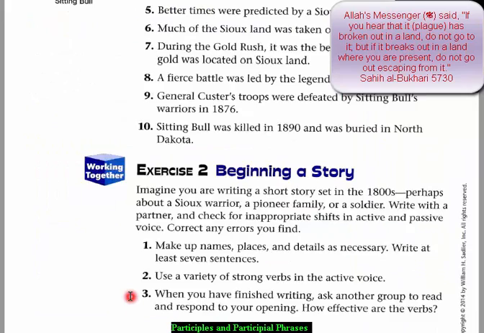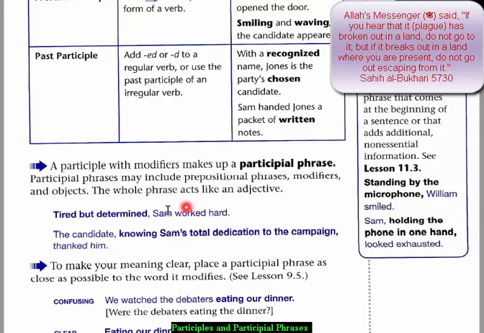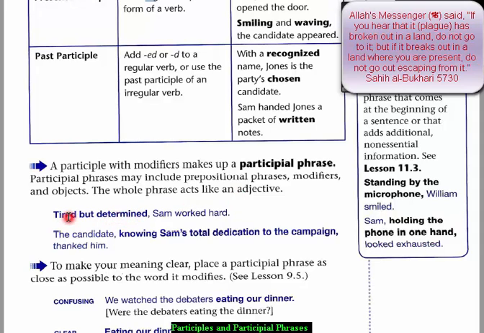Today we talked about participles and participial phrases. We defined participles and participial phrases, and we said that we've got three kinds of verbals: participles, gerunds, and infinitives. And we said that we've got two kinds of participles, present participle and past participle. The present participle ends in ing. The past participle ends with ed or d, or it can be an irregular participle. And we also said that participle plus the noun is called a participial phrase.